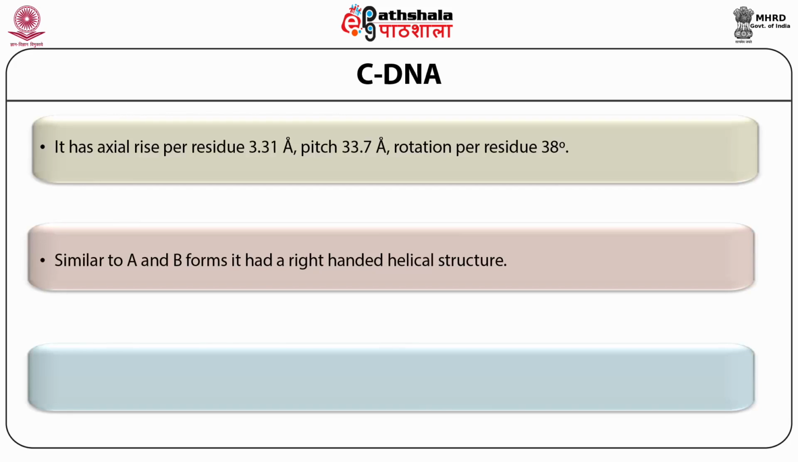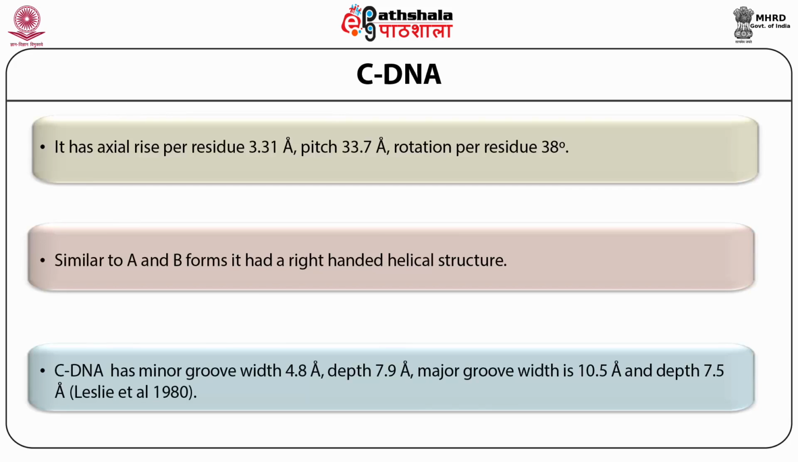Similar to A and B forms, it had a right-handed helical structure. cDNA has a minor groove width 4.8 angstrom and depth 7.9 angstrom. Major groove width is 10.5 angstrom and its depth is 7.5 angstrom.